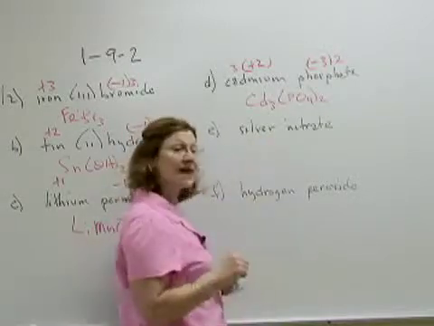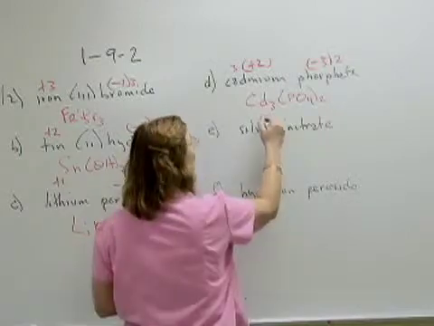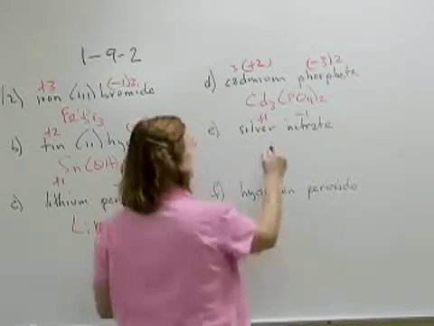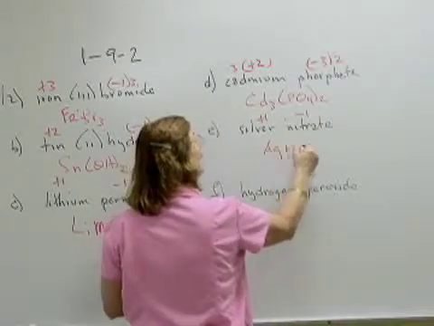Silver also doesn't have a Roman numeral. It's always +1. Nitrate is -1. Therefore, it's just AgNO3.